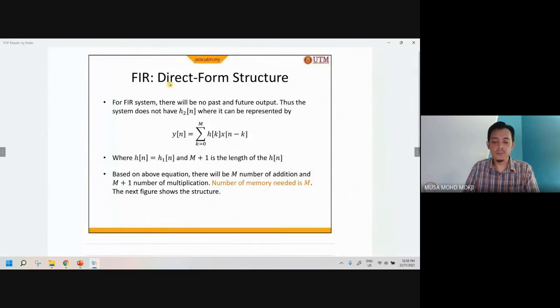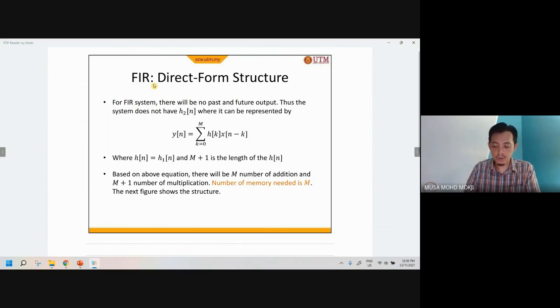So we call it direct form structure for FIR because we have two types of impulse response or system. What is an impulse response? Impulse response is representing a system. So that's why sometimes we call it that. We can say two types of system or two types of impulse response. It is the same meaning because impulse response is representing system. So this is one type of system, FIR. We have another one, which is IIR.